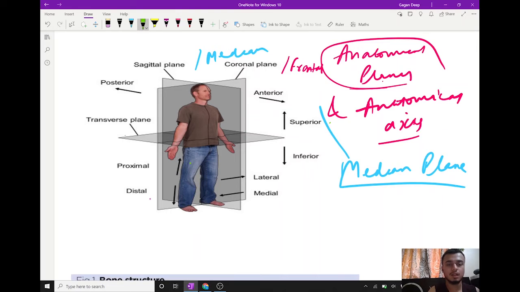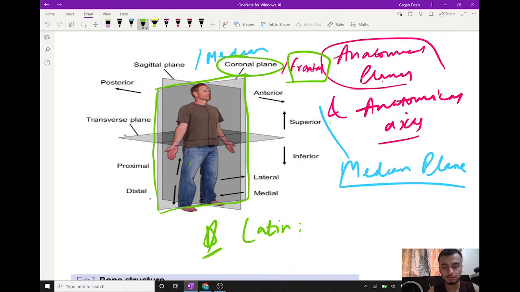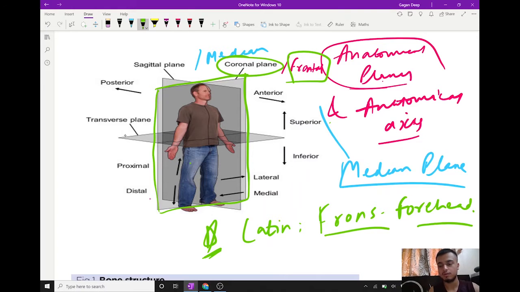Coronal plane has a second name, which is also known as frontal plane. Now let's draw its boundaries. It's this one. Remembering the frontal plane is easy if you see the coronal plane. Where is it derived from? It is the crown. We wear a crown on our forehead, and the frontal is also related to our forehead. In Latin, this is just to make the concept easy, frons is known as forehead. Now frons, forehead, and the plane passing parallel to the forehead is known as frontal.